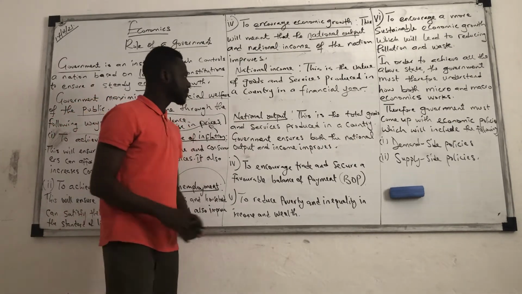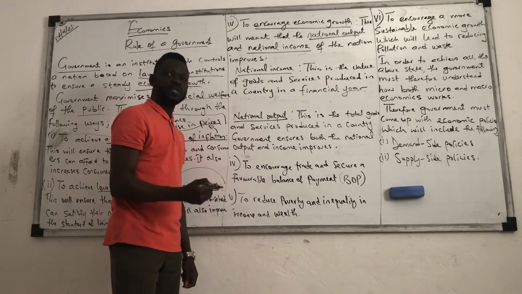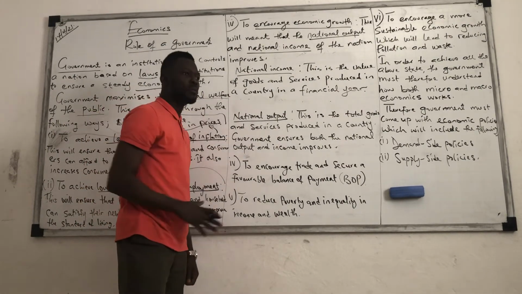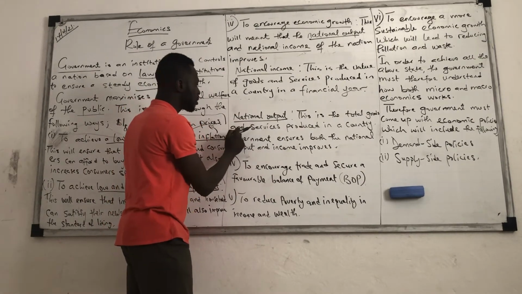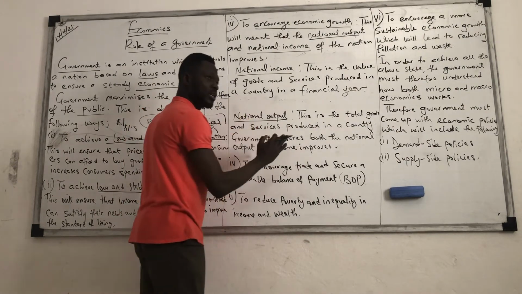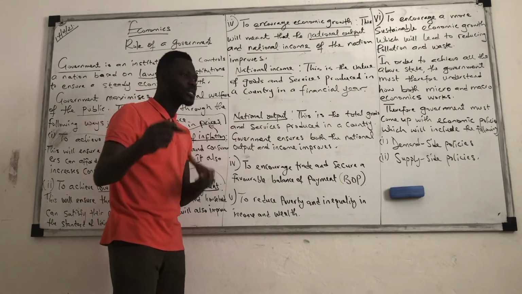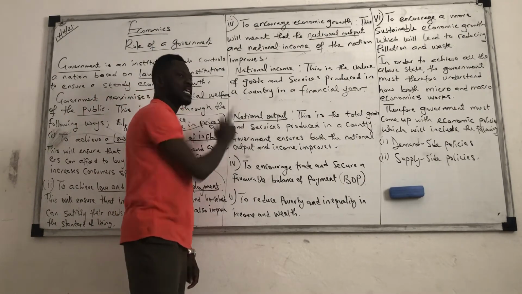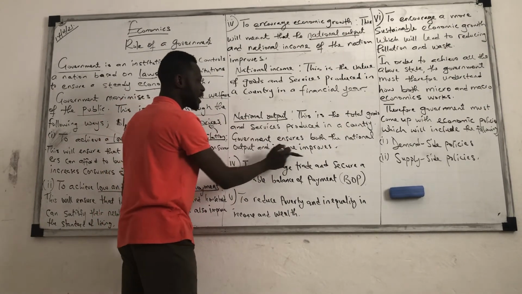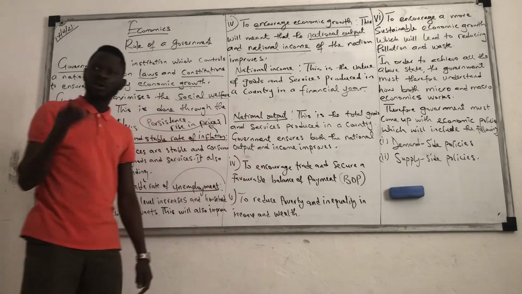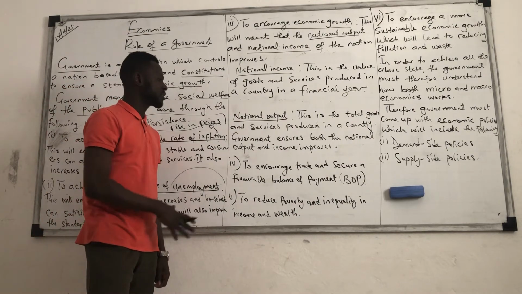Then we have the national output. National output is what we produce. That will give us the national income. So what is national output? This is the total goods and services produced in a country. So the total goods and services we produce is our national output. The value of the total goods and services that we produce is our national income. Do we get the difference here? So government ensures both national output and national income improve. It is the function and the role of government to ensure that our national income improves and our national output improves.